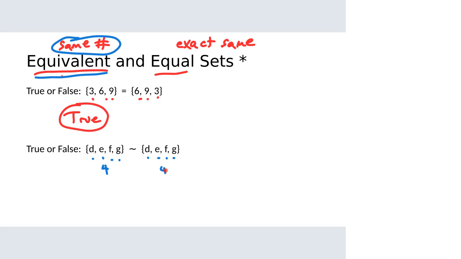So are they equivalent to each other? Do they have the same number of elements? They sure do. So that is a true statement. Those two sets are equivalent. You might say, yeah, but these two sets right here are equal. You're right, they are, but that's not what the question was. The question was, is this a true statement? Are those two sets equivalent? And the answer to that is yes, they are. So that's a true statement. You're right, they also happen to be equal.